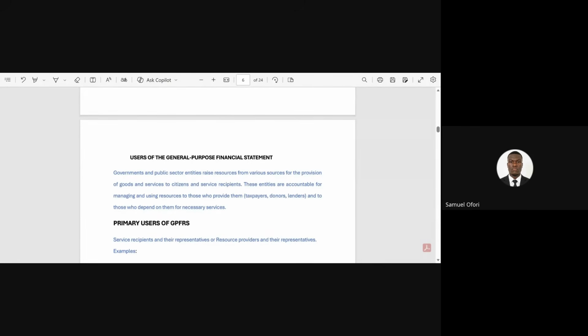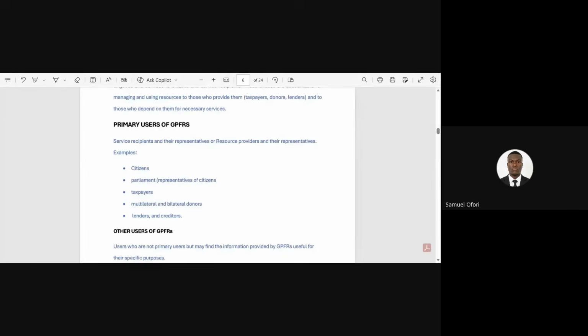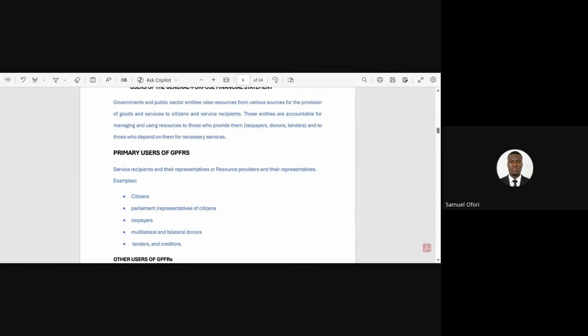So let's look at the primary users. If you say primary user, that means you are a key user, so as soon as an entity posts its general purpose financial statement, you want to check because you are really, really interested. Let's look at them. The citizens. Every day we hear how our resources have been mismanaged by public entities, how they are misusing our resources. So as soon as there is a financial statement, you rush to go and check how your resources are being used, right?